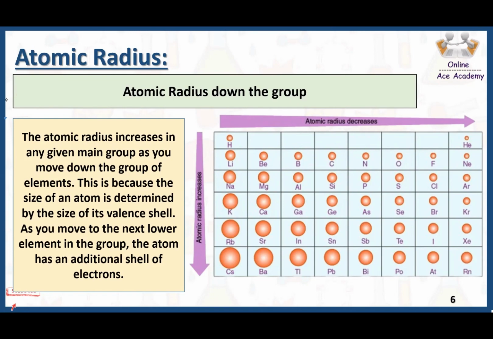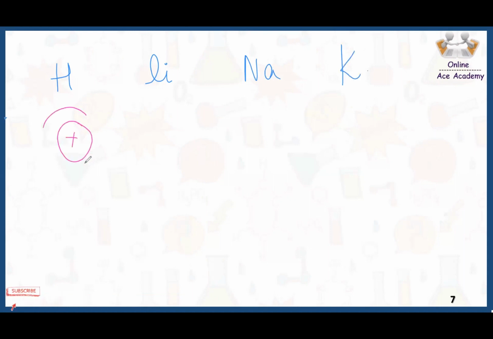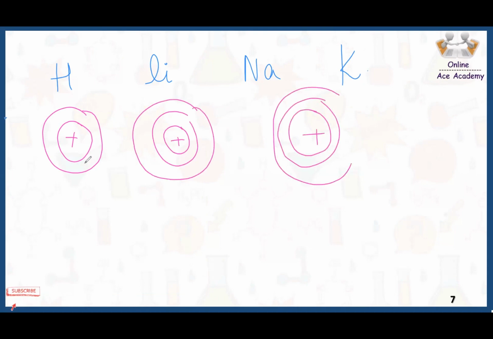This is because the number of shells increases, the shielding effect increases, and the atomic number also increases. Now let's understand this with the help of an example. Here, at first we have hydrogen, then lithium, then sodium. In hydrogen, we only have one shell. In lithium, we have 2 shells. And in sodium, we have 3 shells. As you can see, the number of shells increases and the atomic number also increases. And most interestingly, the shielding effect also increases.